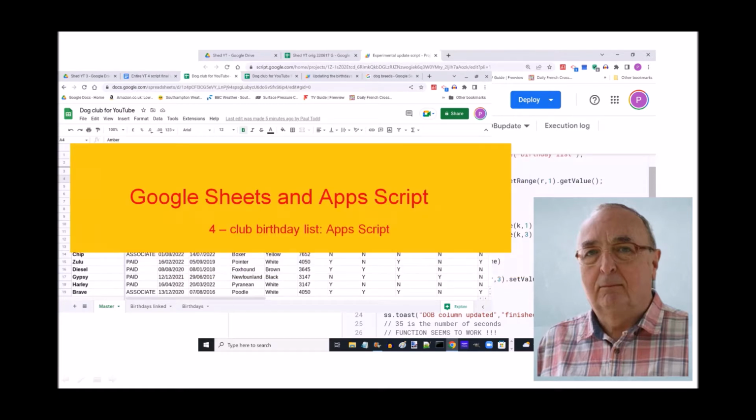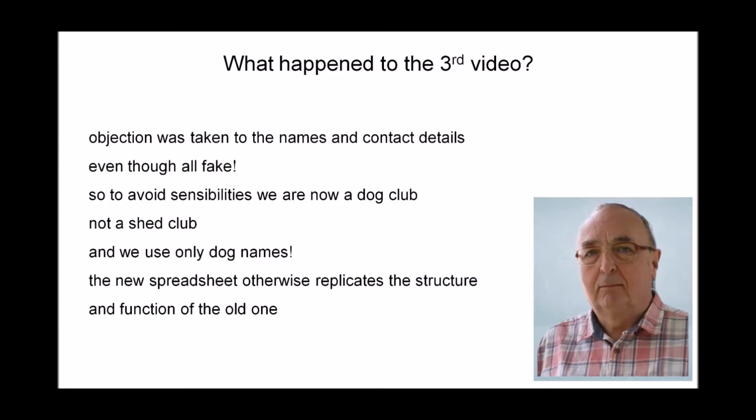This is the fourth in this series of videos, and for the first time today we're actually going to write a script. So what happened then to the third video? I hear you wondering, I can't find the third video. No, you can't. There is a third video, I made it and I submitted it to YouTube, but you're not allowed to watch it. The truth is that objection was taken by the YouTube team to it.